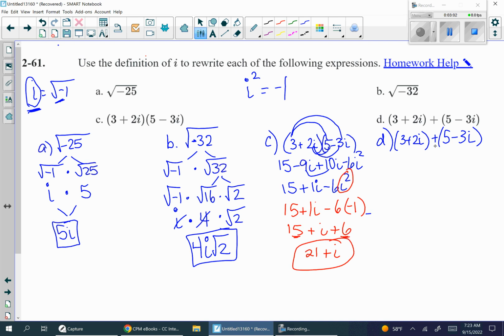Okay, let's do this over here. Oh, wait a minute though. This is a plus. It isn't a multiplication, so we're not going to jump in and do the distributive property. We just need to rewrite it without the parentheses and then combine like terms. So 3 plus 2i plus 5 plus a negative, which is minus 3i. Now we can just combine like terms.